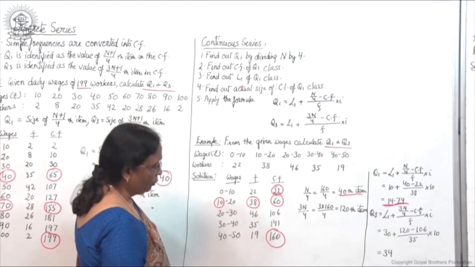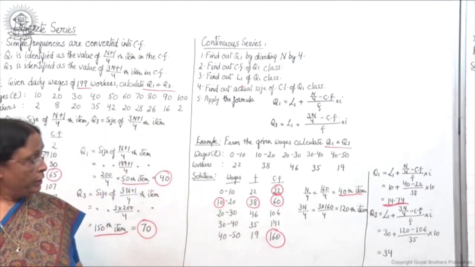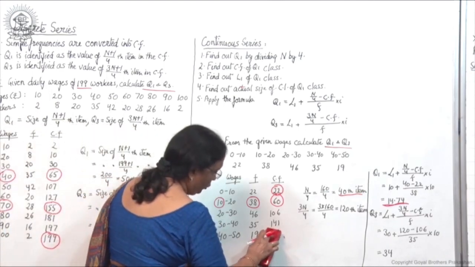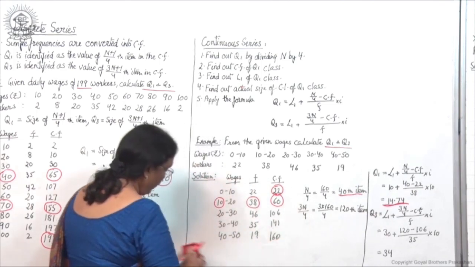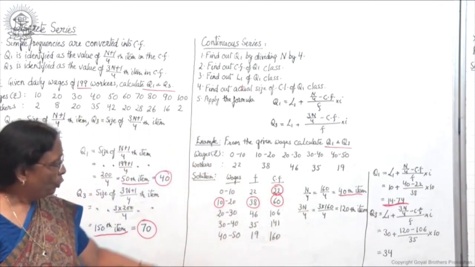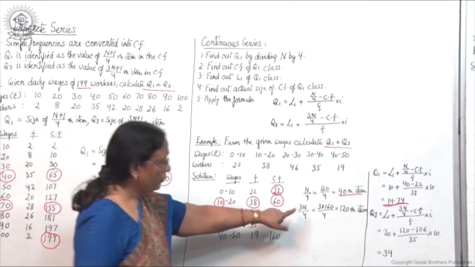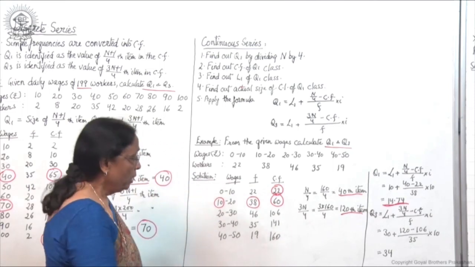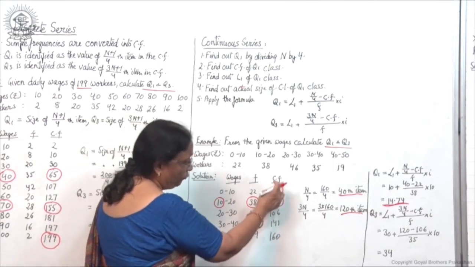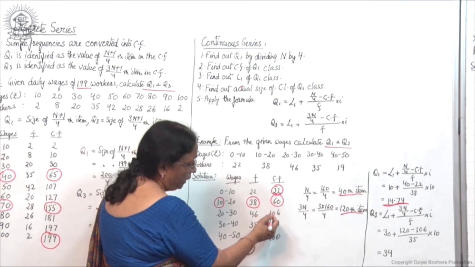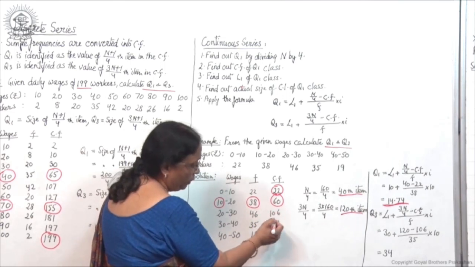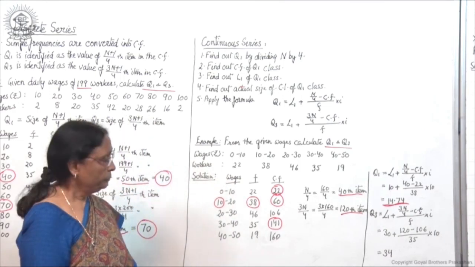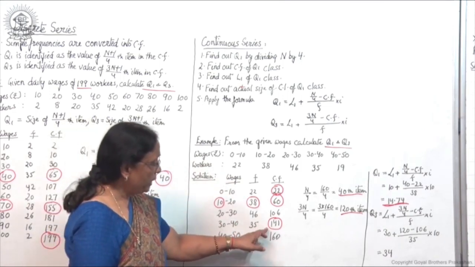Similarly, Q3 is calculated. In case of Q3, what are you supposed to do? You have to locate 3n upon 4. Now what is 3n upon 4 here? This is the 120th item. Now the 120th item you have to find out in the CF column. Again it is more than 106, it is less than 141. So the 120th item is here, isn't it? So 120 is lying here.